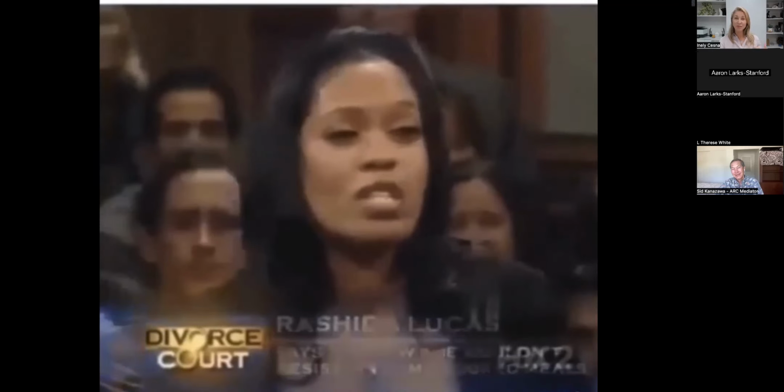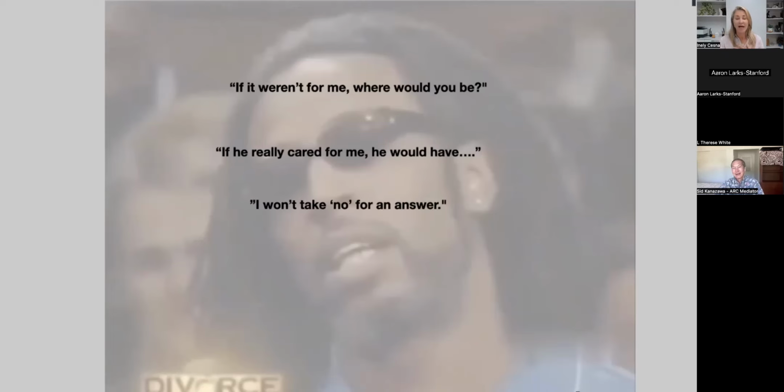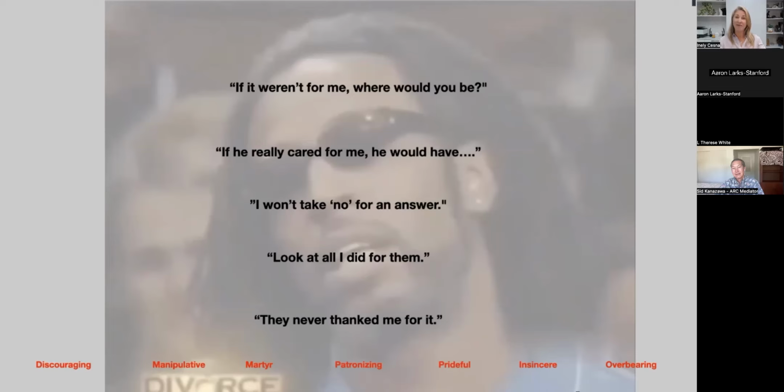There you go. You see the process of engulfing that happens with the overgiver. And the overgiver is someone who would say, well, if it weren't for me, where would they be? If he really cared for me, he would have thanked me, or he would have seen what I've been doing. Or I will not take no for an answer. Look at all that I did for them. They never thanked me for it. That's the pattern of the dynamic. And the red flag here is when we become discouraging, manipulative, a martyr, patronizing, very prideful, insincere, and actually overbearing.